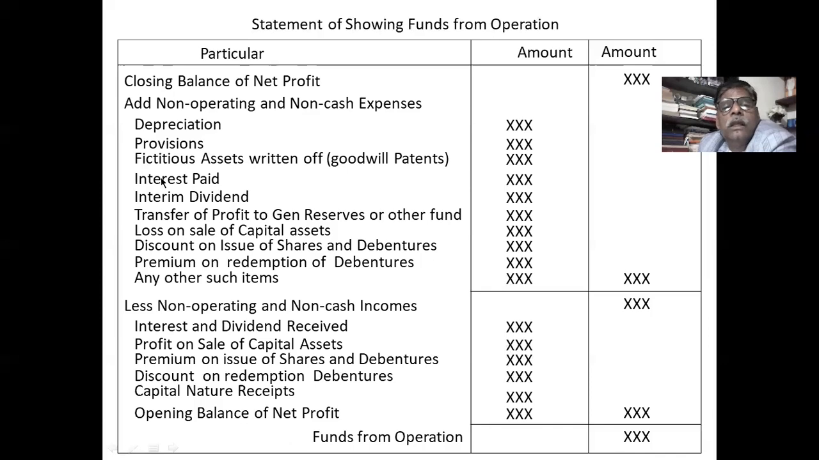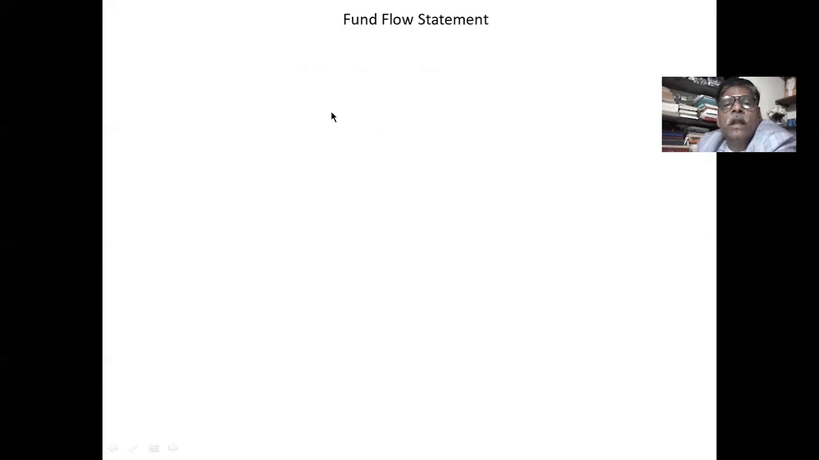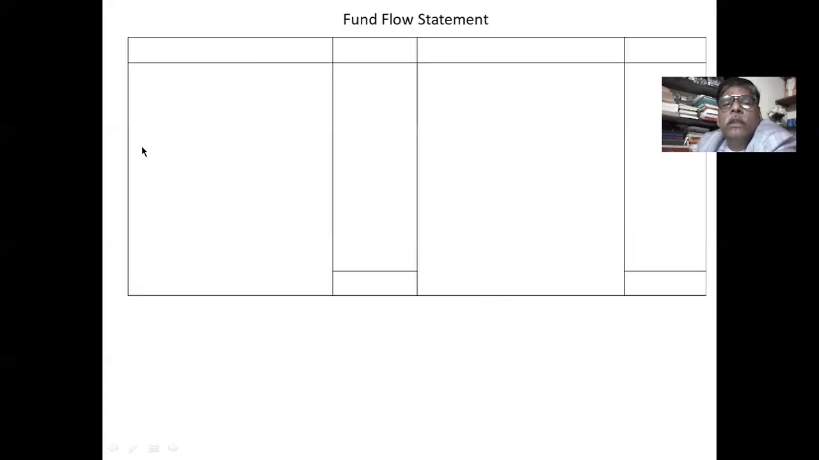And provision for tax and proposed dividend, you have to take in the add heading. Remember this. Clear? This is the funds from operation. Then the last statement is the fund flow statement.